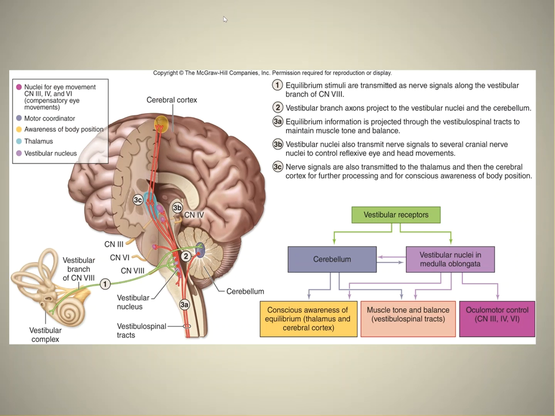Slide 41 just shows you all the different places that equilibrium information has to go. It has to go to the cerebellum to let you know where your body parts are in space. It's like proprioception. It has to go to vestibular nuclei in the medulla oblongata. It has to go to oculomotor control, to control your eye muscles. It has to go to muscle tone and balance and the conscious awareness of your balance. So like I said, 5 different places.